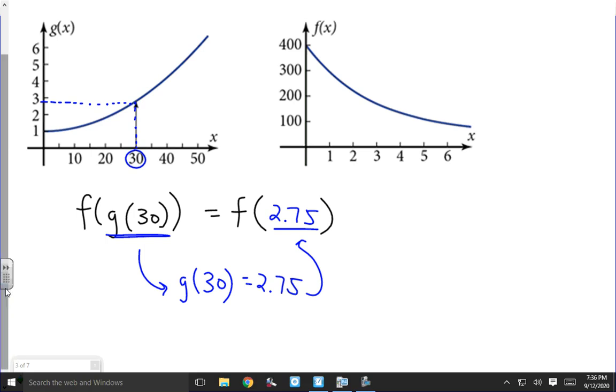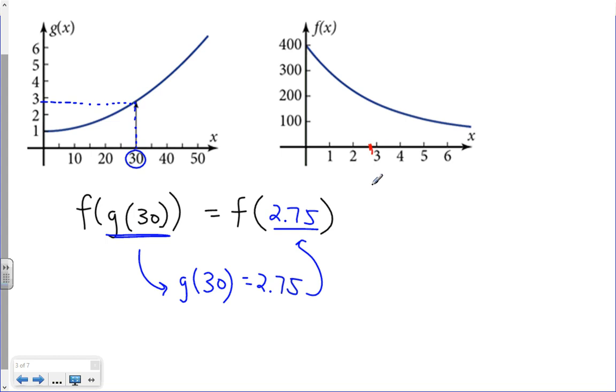Now I have to look at my graph and find out what's happening on function f at x equals 2.75. So I've got to find 2.75. That's going to be about right here, we'll say. This is 2.75. And the question is, what is our function doing at 2.75? And it comes over about right there. Again, try to be as close as you can there, but it definitely looks like I'm somewhere between 100 and 200. Looks like I'm more than halfway there.